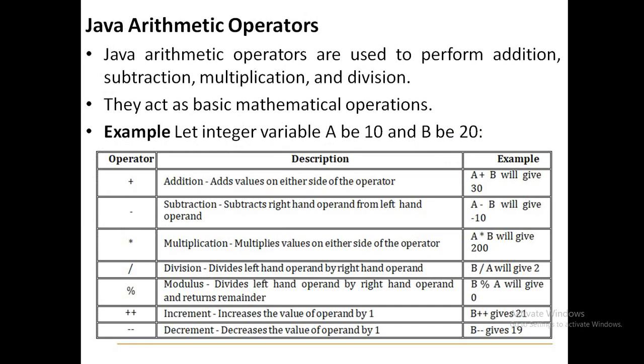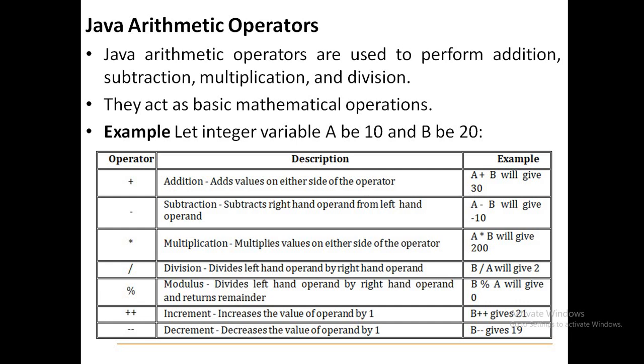Java arithmetic operators. The Java arithmetic operators are used to perform various arithmetic operations like addition, subtraction, multiplication, division, etc. And here we shall see an example for variable a with value 10 and b with value 20. While adding, we have the answer as 30, and in the case of subtraction, a and b are subtracted and it will give a value of minus 10.